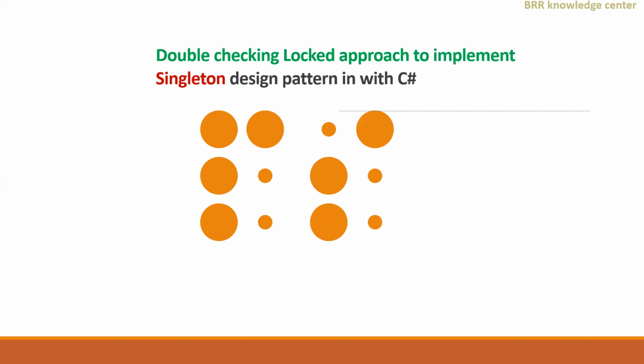Now, to avoid the performance issues of this thread safety implementation, we have to use the double-checked locking approach, so that it won't execute the instance method of the singleton class every time in the multi-threaded environment. Let me quickly get into the demonstration part.